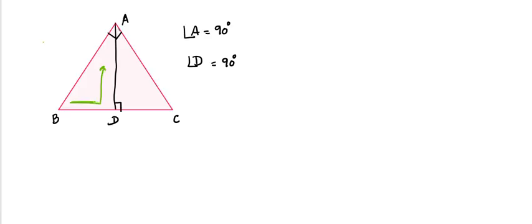BDA, the arrow mark is there, the same way you remember. Triangle BDA is similar to triangle ADC. And AD square equal to BD into DC.